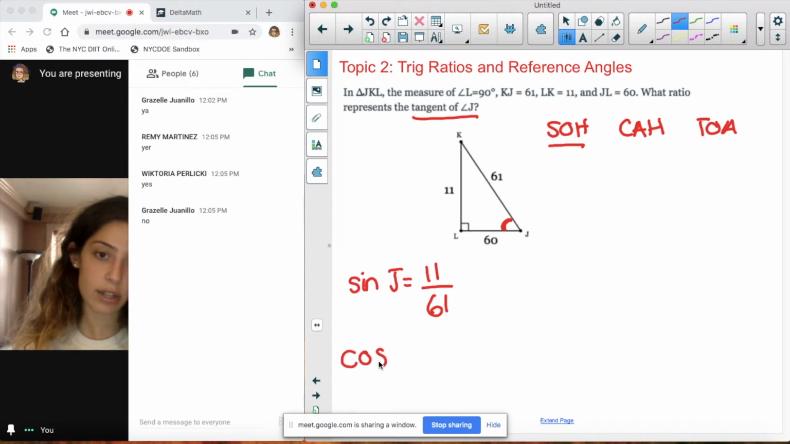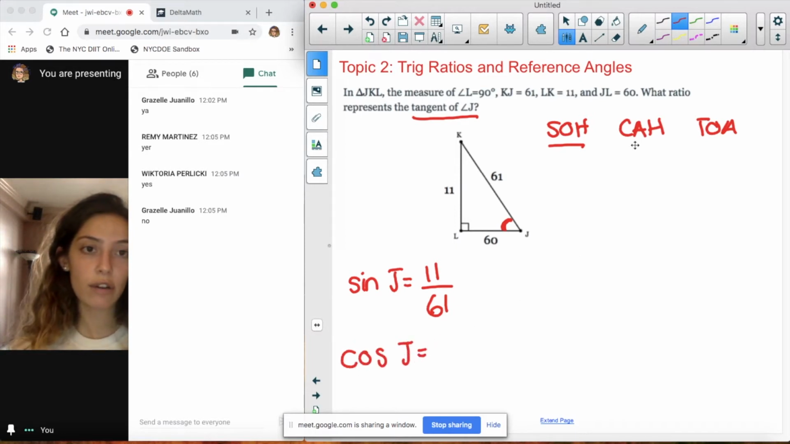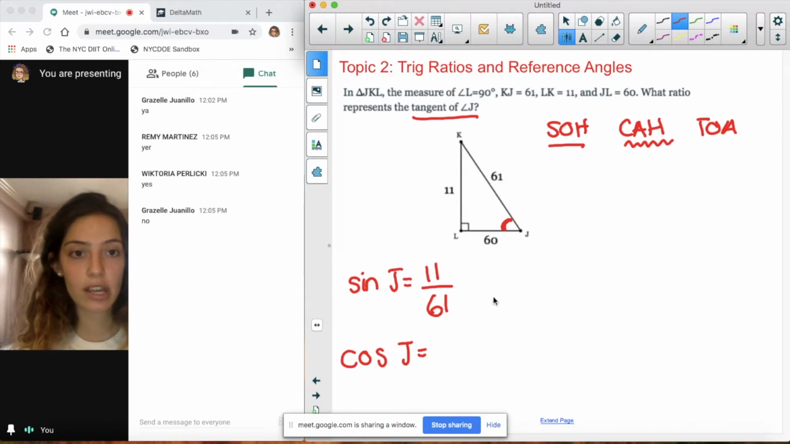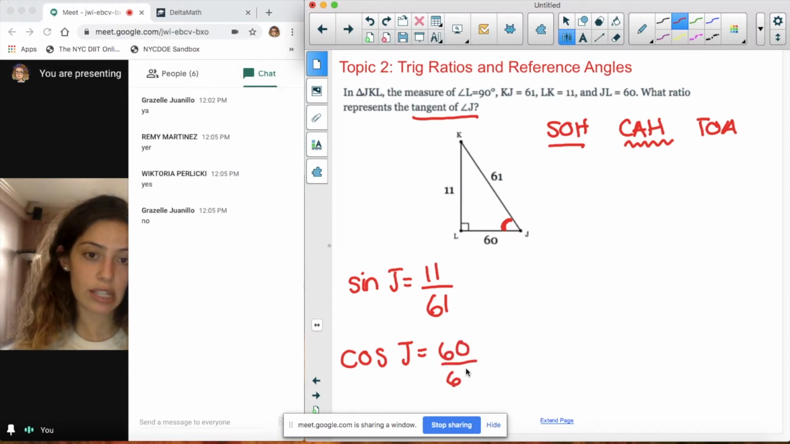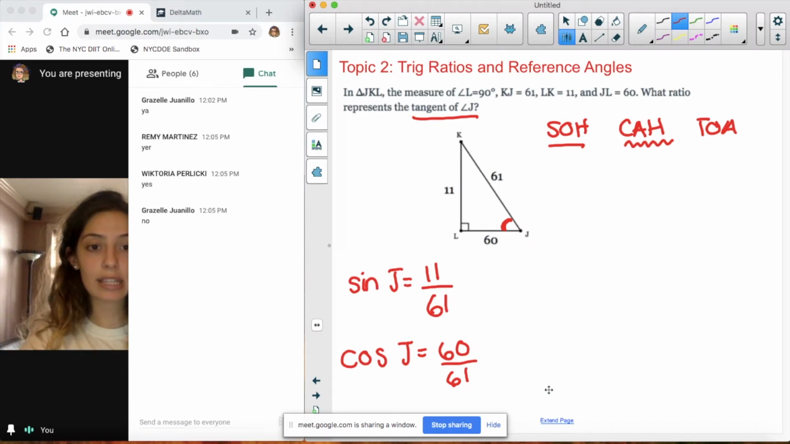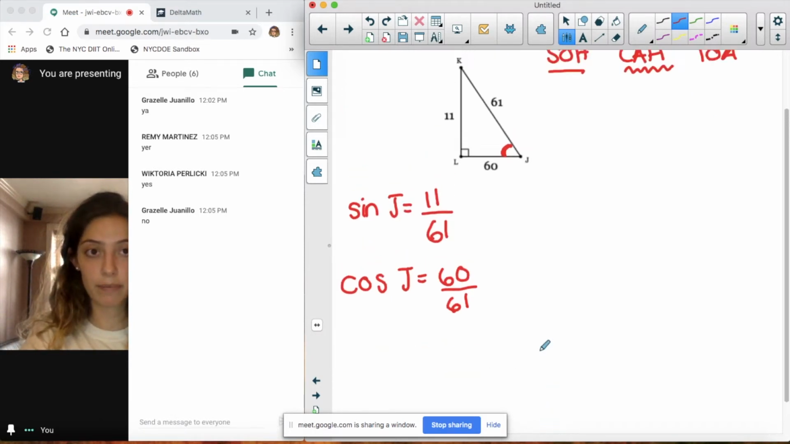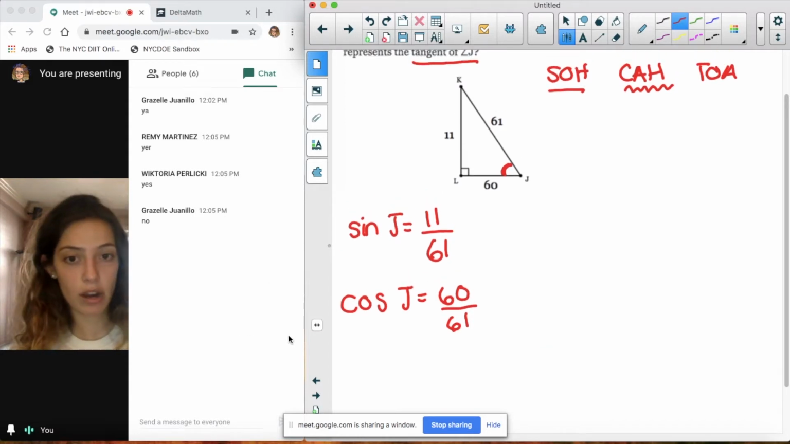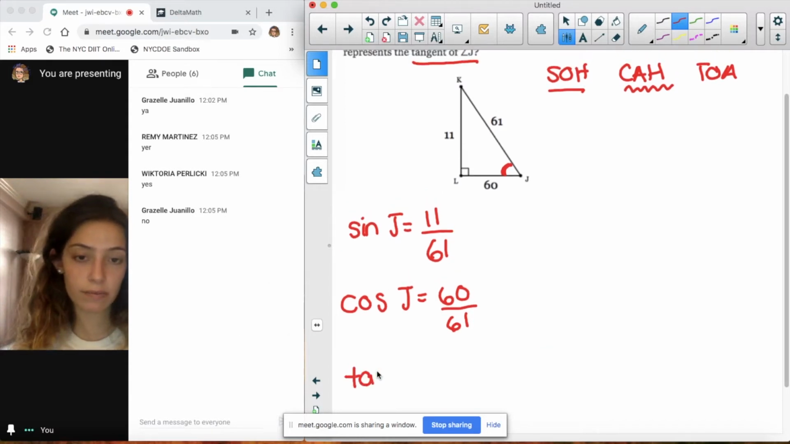Now let's find cosine of J. For cosine, we use CAH, so adjacent over hypotenuse. The adjacent side is 60. The hypotenuse is 61. Again, you can check if you can simplify it, but in this case, we cannot simplify it. And then lastly, we are going to find the tangent of J. So tangent uses the opposite over the adjacent. Opposite side is 11. Adjacent is 60.